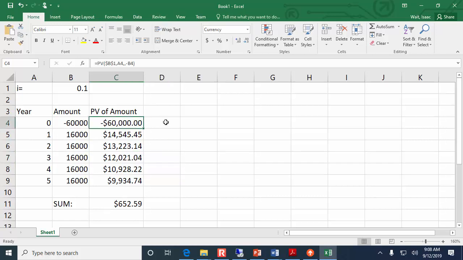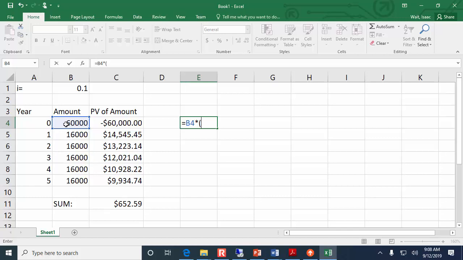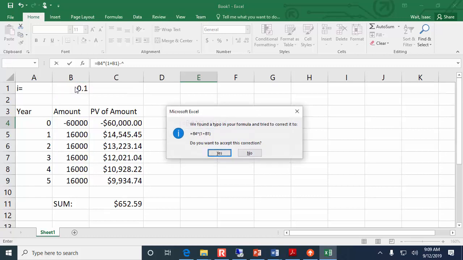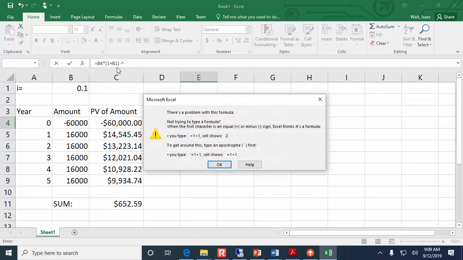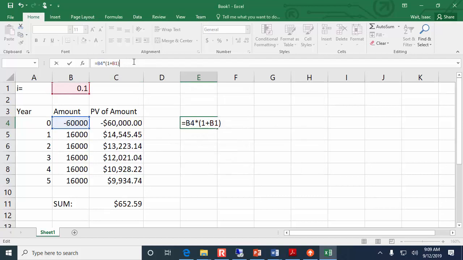So I use the PV function here. I didn't have to use the PV function. I could have done 1 plus i to the negative n power. That would have given me the same thing. Let's just test that. It'll be this times 1 plus i to the power of minus n.